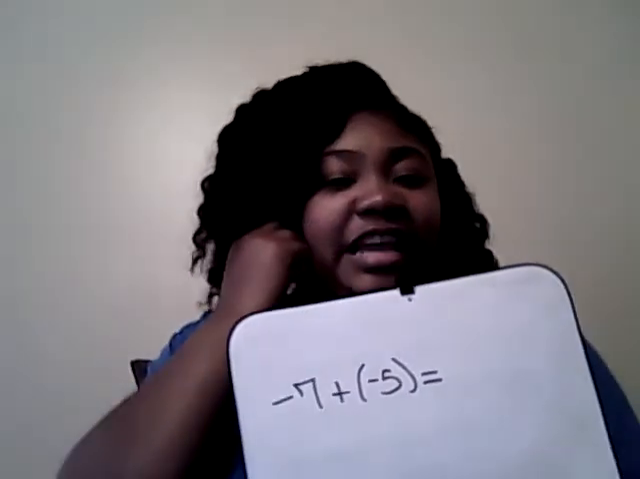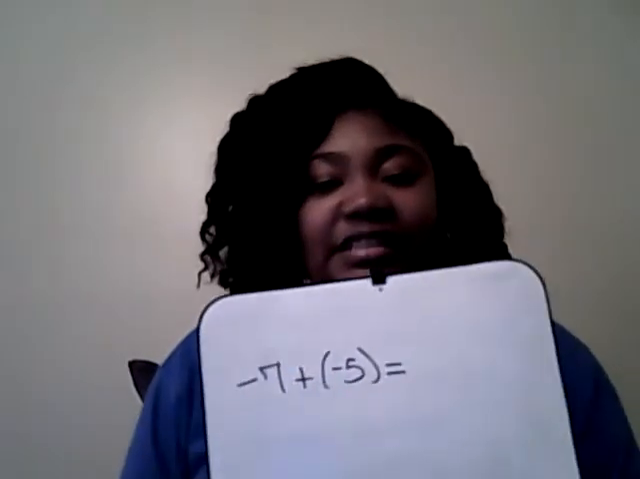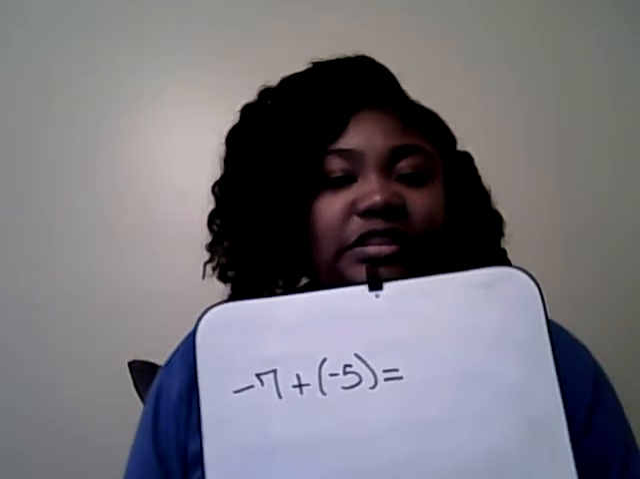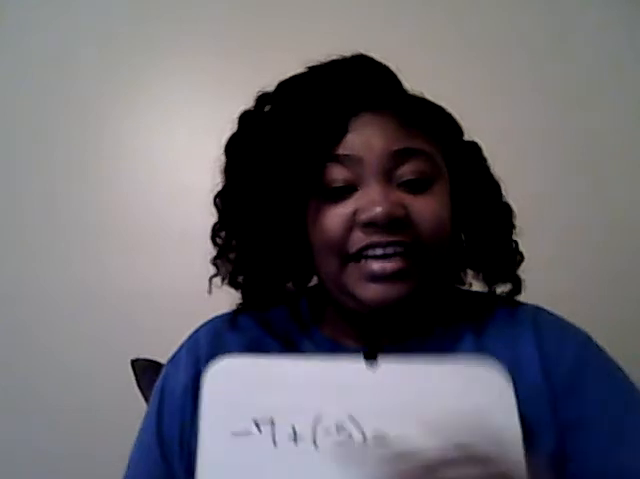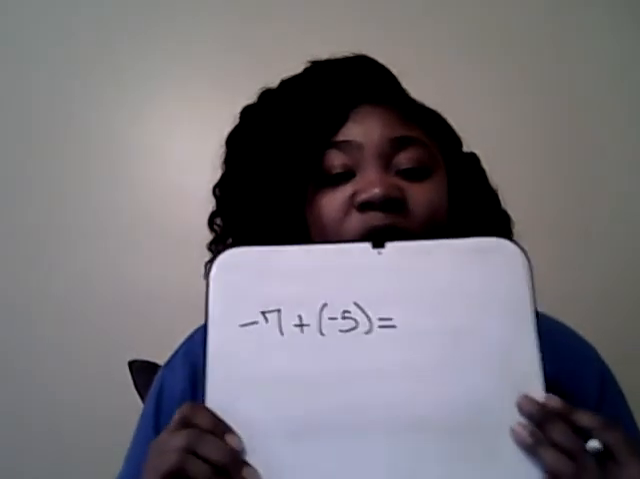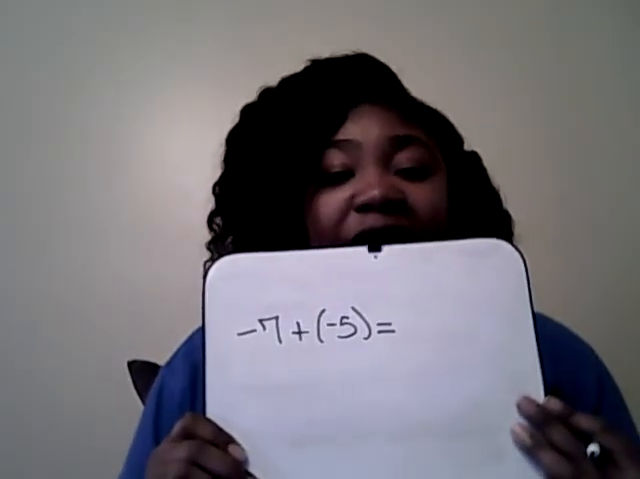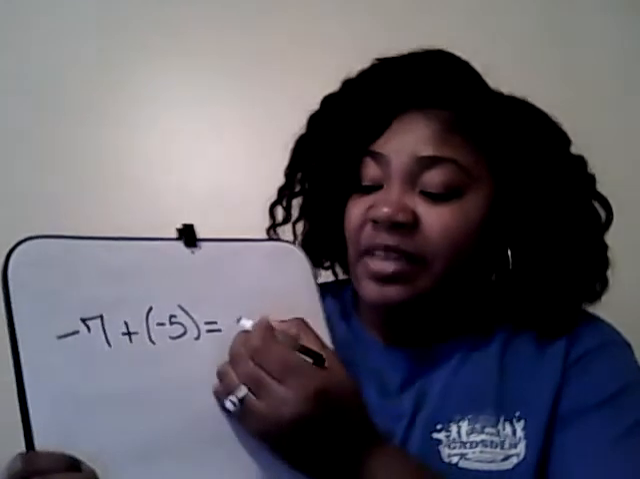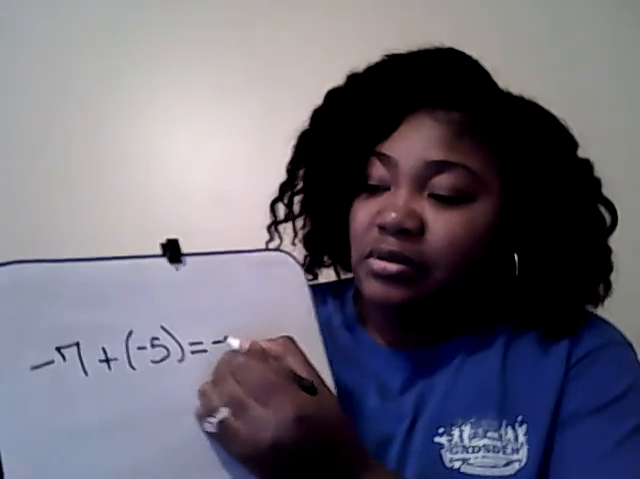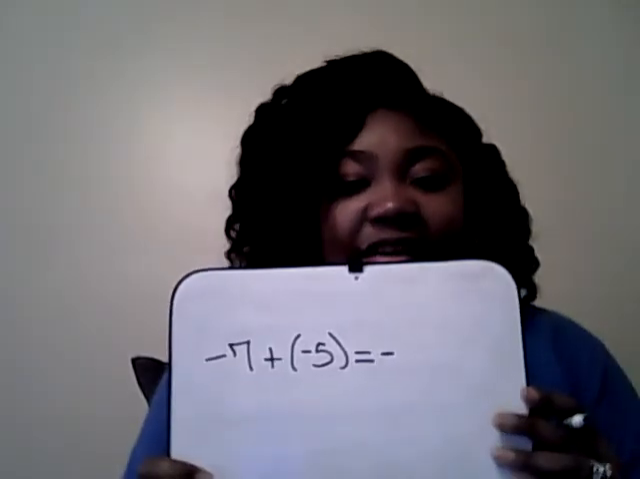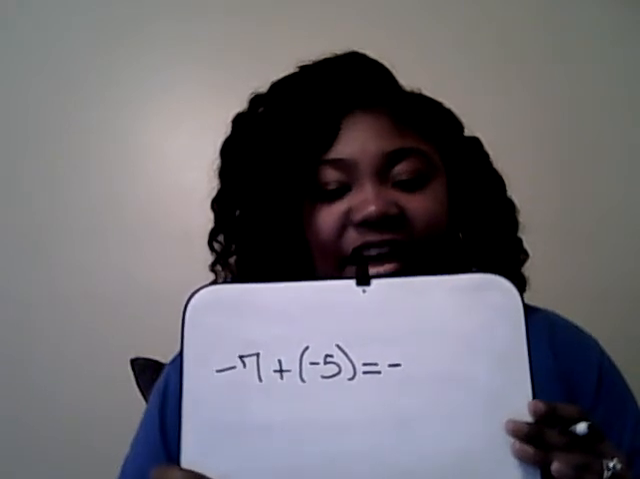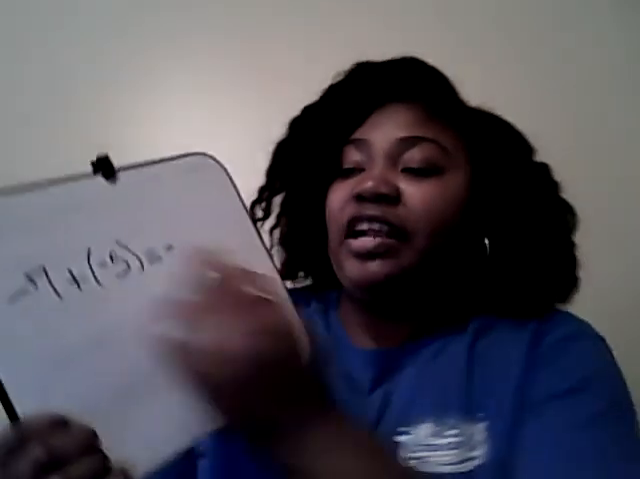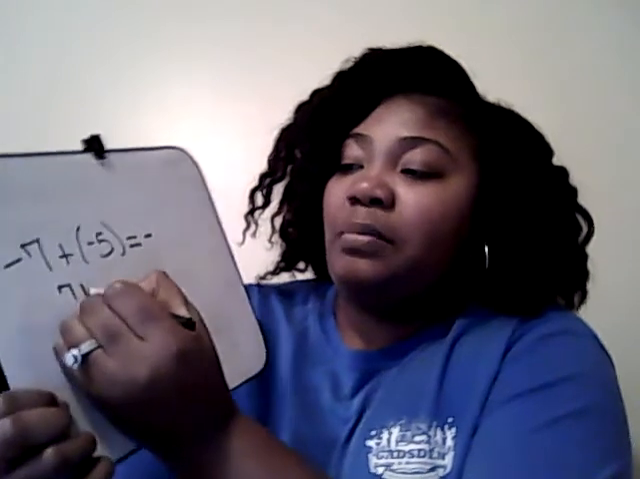Alright, so next we have negative 7 plus negative 5. Both of these have the same sign. So we know whenever they have the same sign when you're adding, you're going to keep it. So I'm going to keep that sign because they both have that sign. So negative 7 plus negative 5, I'm just adding those two together, and it's just like saying 7 plus 5.